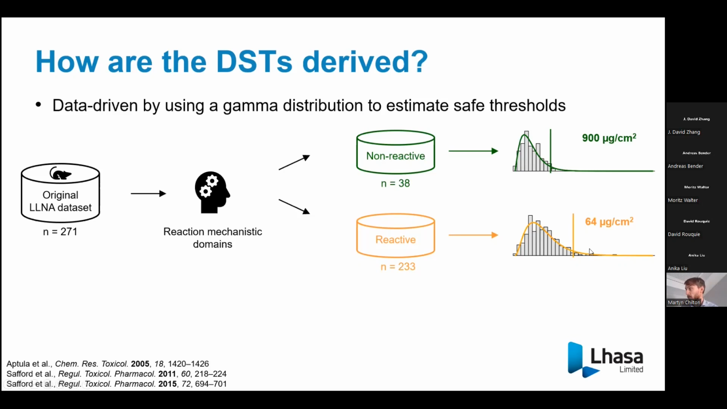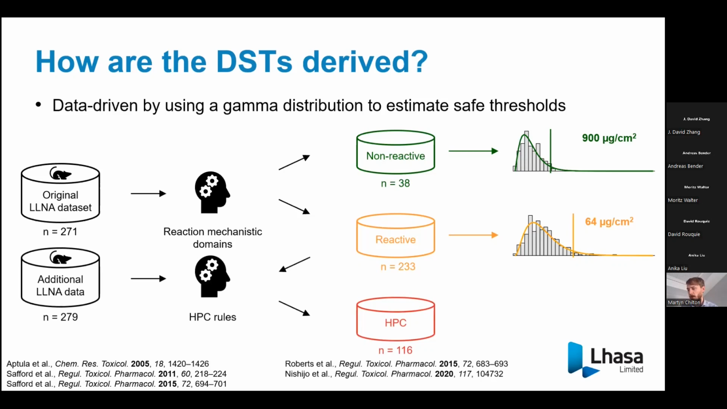The final piece of work that was done by Cow and Riffham was to say that with reactive chemicals, there are still going to be some cases when you've got a really potent sensitizer. So they developed another set of rules, human expert knowledge, to filter out those really potent sensitizers. These are called the HPC rules, which stands for high potency category. And by filtering out those chemicals, they were able to derive a third threshold for those chemicals that might be really potent sensitizers. So this is where things were at before we started. You've got 3 thresholds in the literature. And the key thing is, if you've got a chemical that you want to apply a DST to, you need to assign it into the correct reactivity category of non-reactive, reactive, or high potency category.